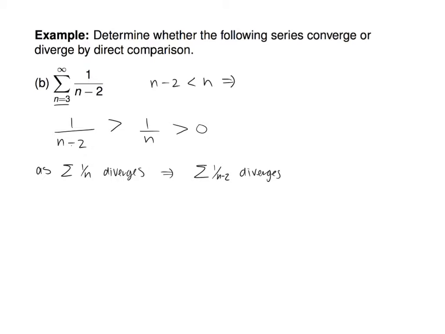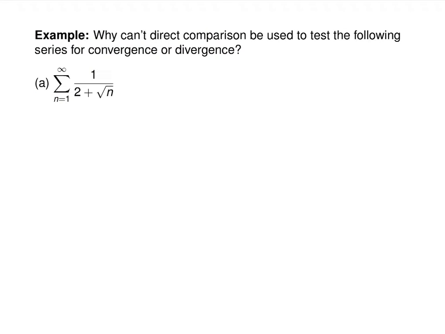Okay. Now, sometimes you can't make direct comparison work. Here's a couple examples of why direct comparison can't be used, and Professor Fodry added in the obvious choice for direct comparison to be used to test these series. Is there a less obvious choice? Well, you maybe could make it work with something different, but there's a better way in that case. So what would you want to compare 1 over 2 plus root n to?